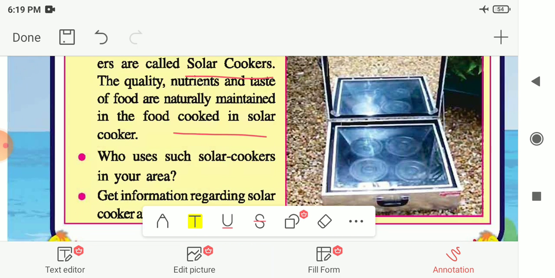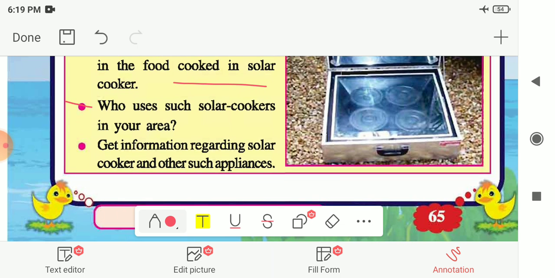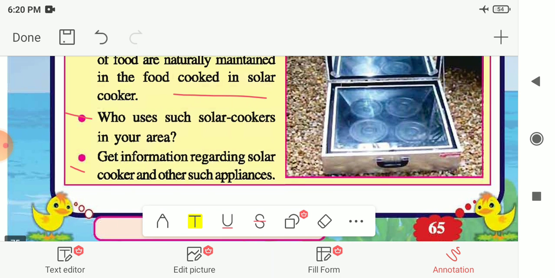Here one question is given to you: who uses such solar cookers in your area? You know who is using solar cookers in your area. It may be possible that some of you are also using these solar cookers at home to cook food. Now get the information regarding the solar cooker and other such appliances.